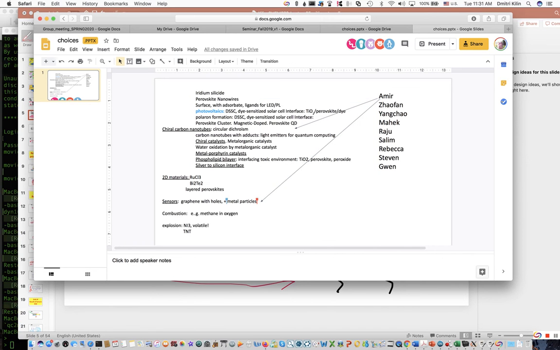Okay. Zhaofan, what are your preferences? Can I choose the silver and the silicon interface? Yes. And are you seriously intended specifically for silver and silicon, or you are just generally interested in metal to semiconductor interface? No, I'm just curious about the interface. Okay, good. Thank you.